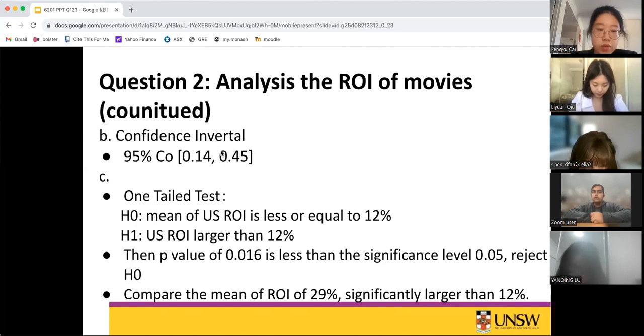Since the p-value of 0.016 is less than the significance level 0.05, we reject the null hypothesis. As we calculate, the simple mean of return on investment is 29%, which is significantly larger than 12%. Next, please.